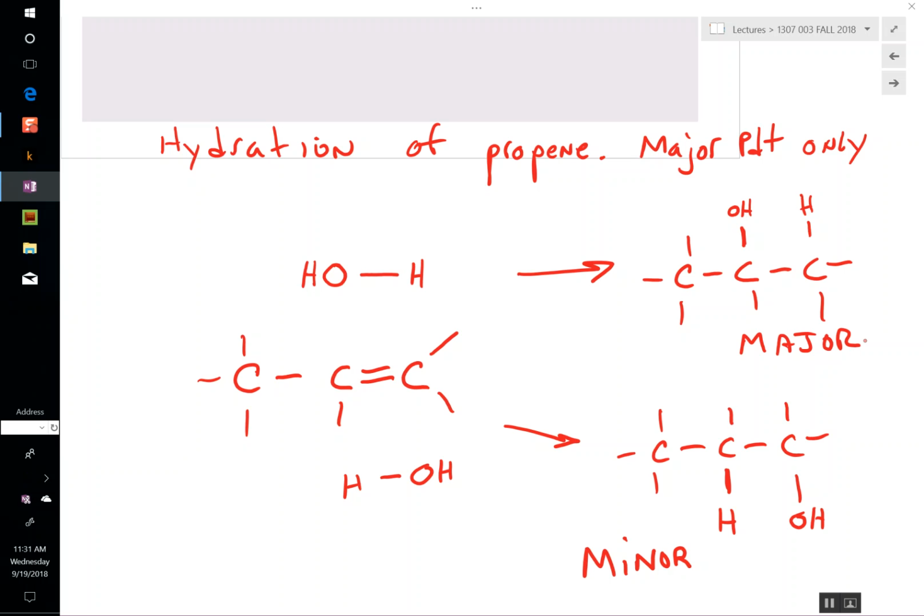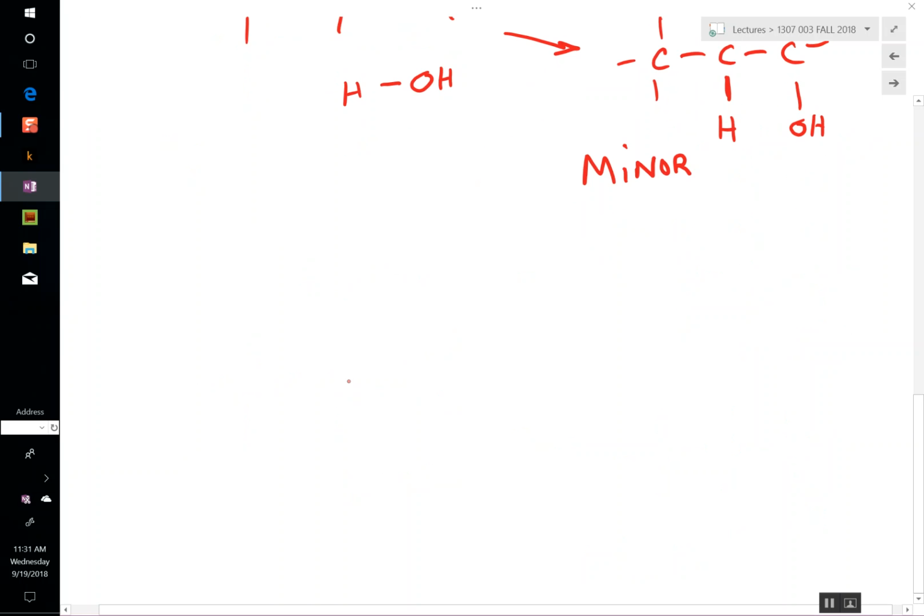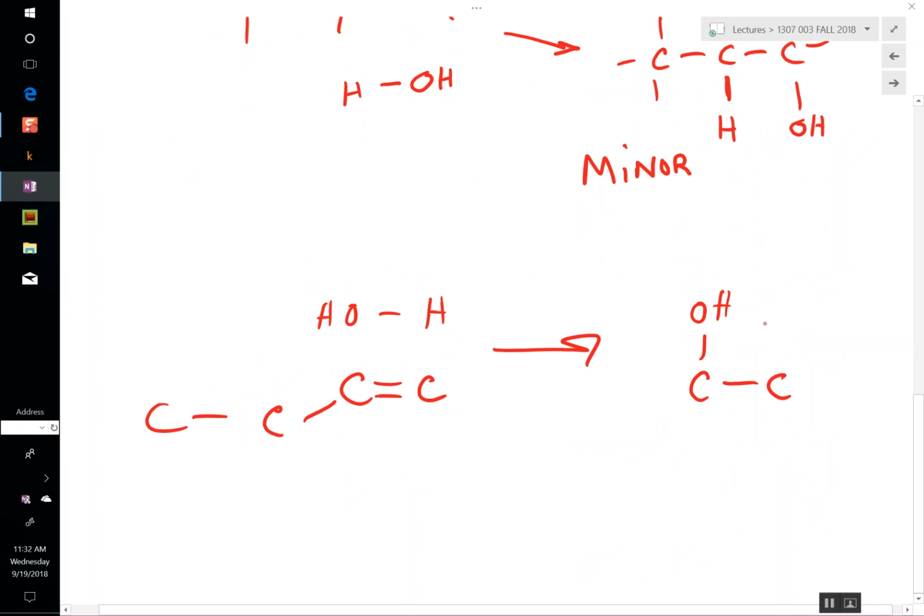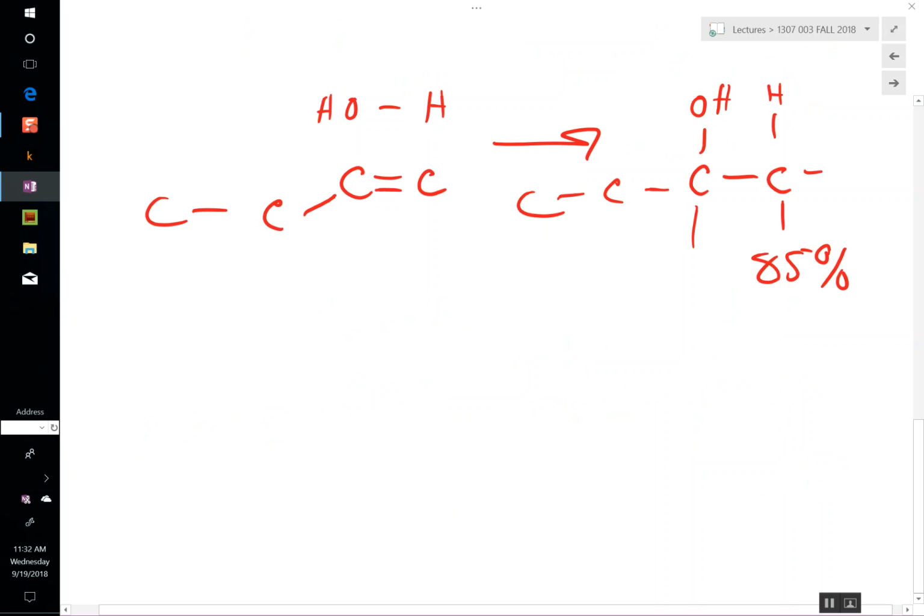So he went and hydrated something else. He went and hydrated 1-butene. So here's 1-butene. He goes off, and what does he find? Same deal. The OH goes on the second carbon, 85 to 95% of the time. That's the major product.